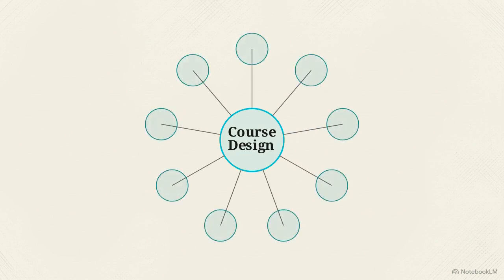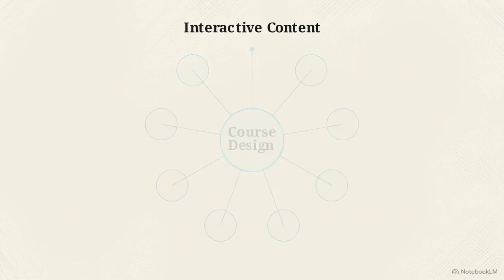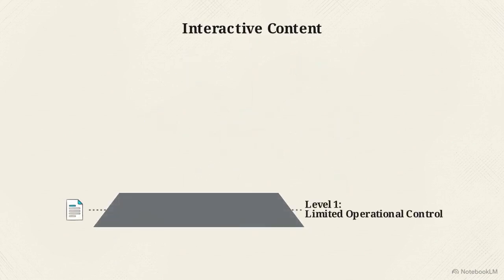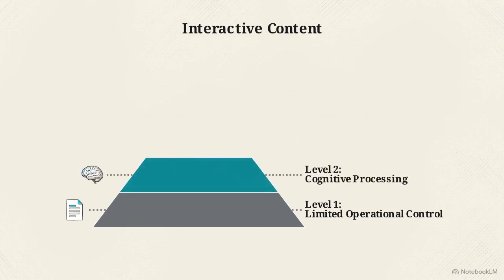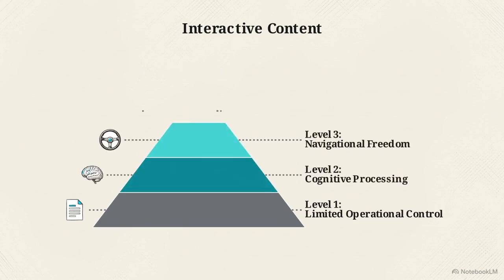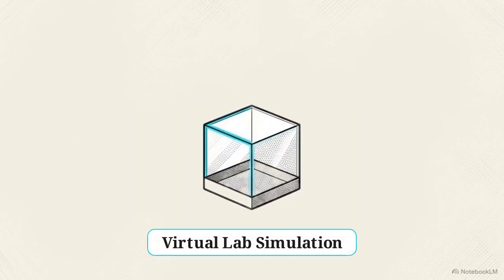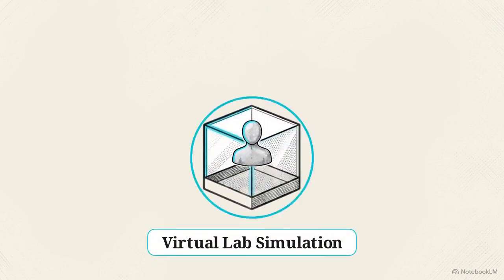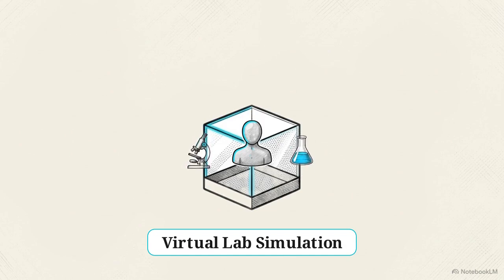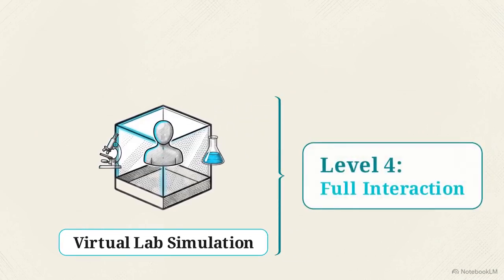We are building a 9-part mind map, starting with Node 1, Interactive Content. Digital interaction is an active dialogue measured through 4 levels: limited operational control, cognitive processing, navigational freedom, and full real-time interaction. Yasser, let's test that. If we drop a learner into a highly realistic virtual lab simulation where they conduct experiments in real time, which level are they at? That is level 4, full interaction.